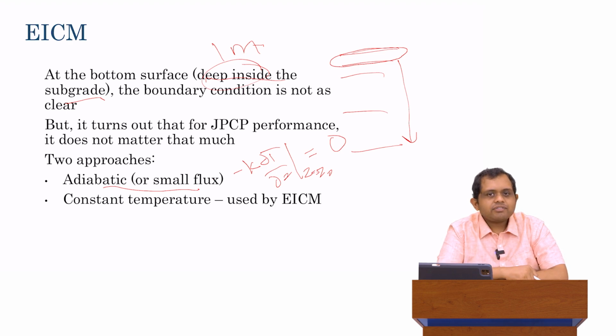If you don't like that, if that seems a little bit too strong an assumption to make, some assumptions make a very small amount of heat flux. So let's say this could be, let's say, 0.01 watt per square meter.